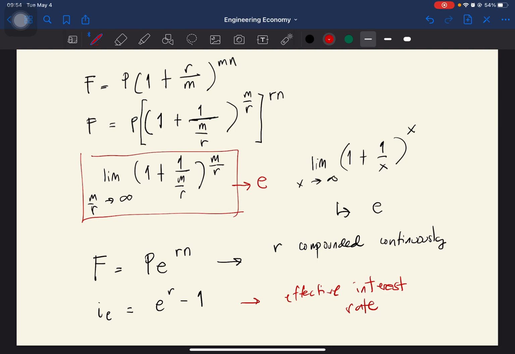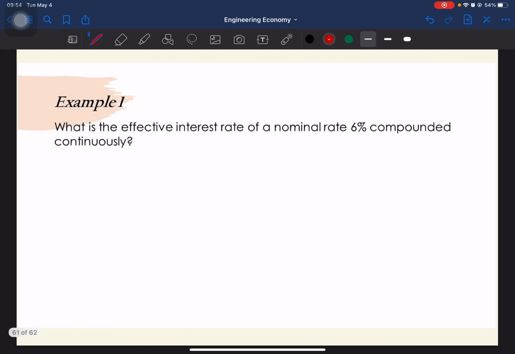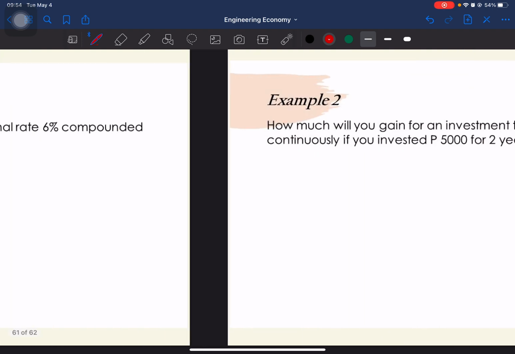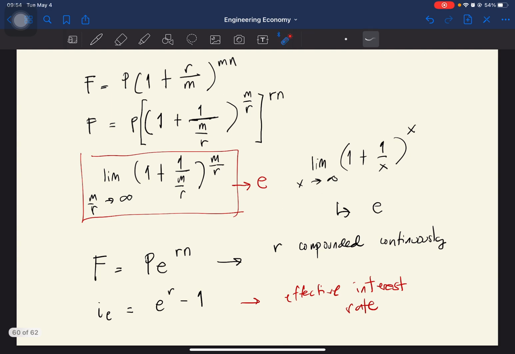Okay? So, yun lang siya. So, let's try to solve some problems. Dalawa lang example natin dito. Actually, direct substitution lang ito. You just have to use this formula.